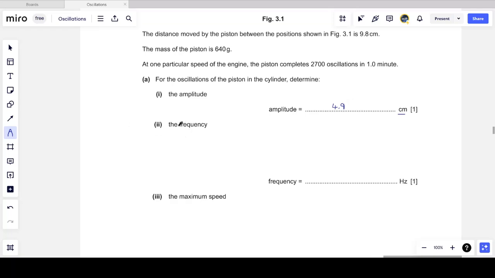What about the frequency? Well, the frequency I measure in per second, but I'm told that there's 2,700 oscillations happening per minute. Now, frequency is the number of oscillations per second. The number of oscillations is 2,700, but that happens every minute. So I need to divide that by 60. And so what I get is the frequency is 45 hertz. If I do this in the calculator very quickly, 2,700 divided by 60 is 45 hertz. So 45 of the up and down and back to the up position motions every second.